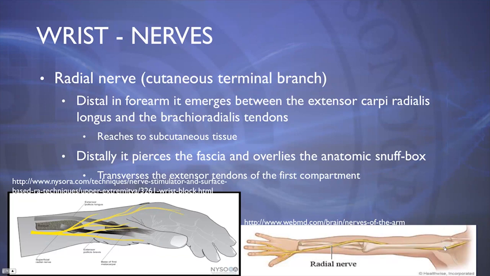The radial nerve, if we see it in the wrist, we're going to be looking at the cutaneous terminal branch. And distal in the forearm, it's going to be in between the extensor carpi radialis longus and the brachioradialis tendons, reaching to the subcutaneous tissues. Distally, it will pierce the fascia and overlie the anatomic snuffbox and traverses the extensor tendons of the first compartment. So we can see it out in this region here if we were to be asked to look at it in the wrist.